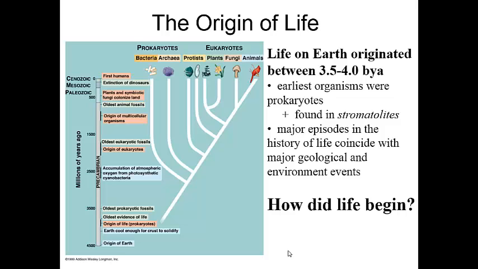The major episodes in the history of life are going to coincide with environmental events taking place on the Earth at that time. The first prokaryotic organisms evolved in structures called stromatolites. We'll see a picture of a stromatolite in a second.